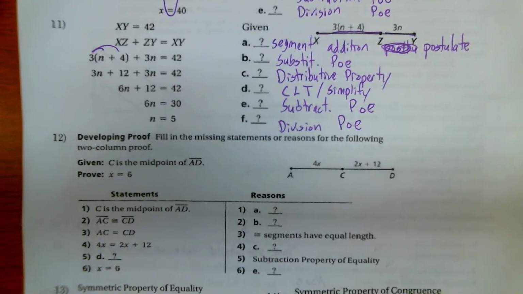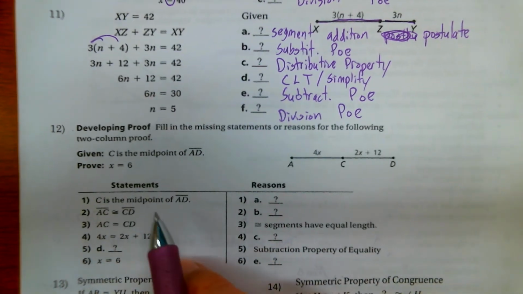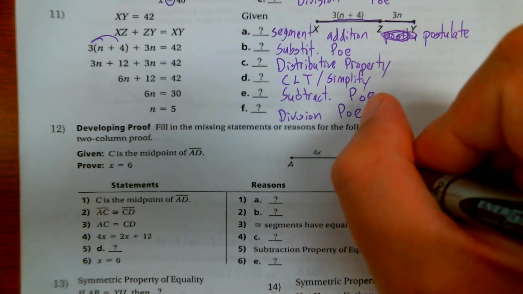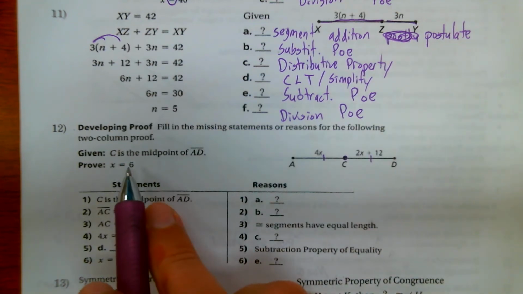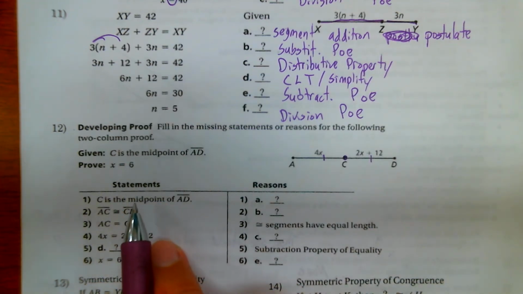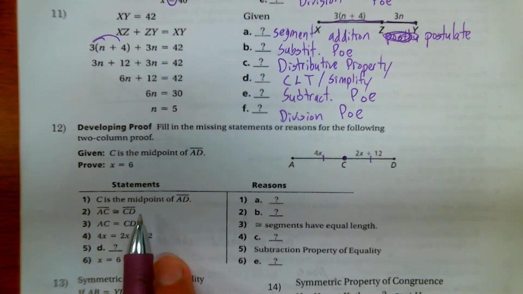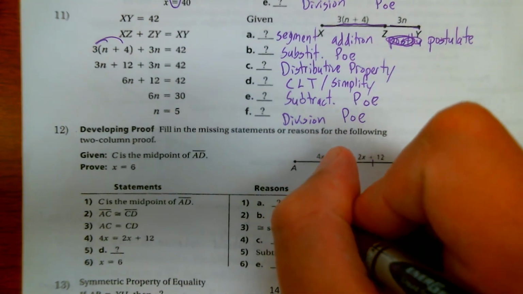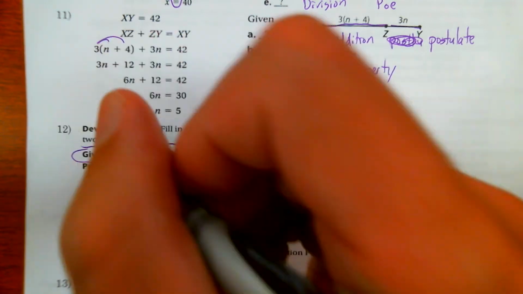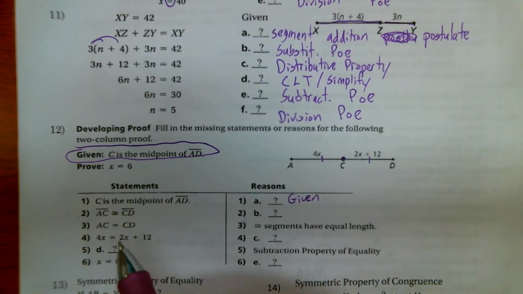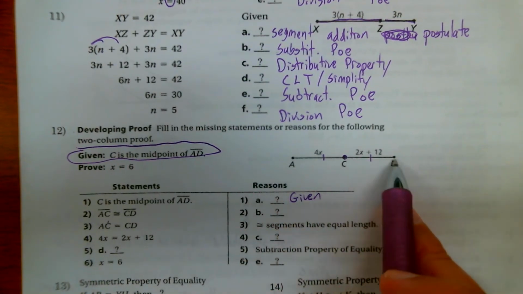Okay, number 12, we got another fill in the blank proof. Given that C is the midpoint, those two lengths are going to be the same. Prove that X is 6. So C is the midpoint of AD. What's the first thing we always write down in our proofs? We always write down the given. They literally told us that. That's the given.